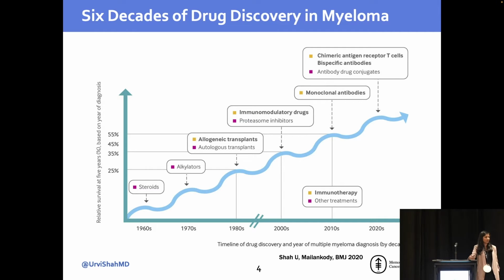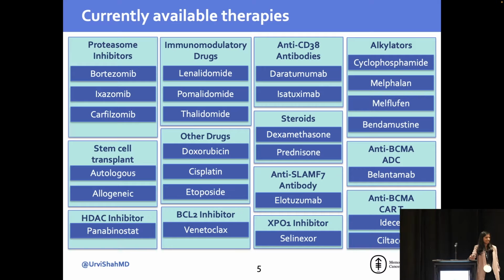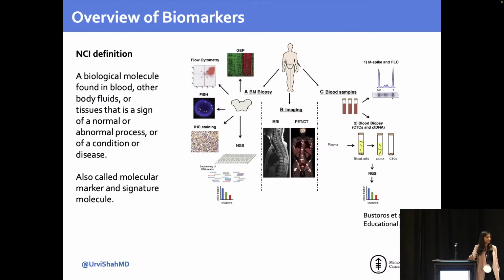As we know, myeloma therapies over the last 6 decades have seen a significant improvement, and with that an improvement in survival as well. These are the currently available therapies, and this list is rapidly changing. Teclistamab is probably going to be the next one on it.